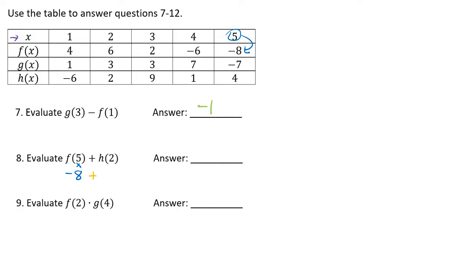And now we have h of 2. So we go where x is 2. And this time we're going to h. So we care about this number here. We get a 2. So -8 plus 2 is -6.